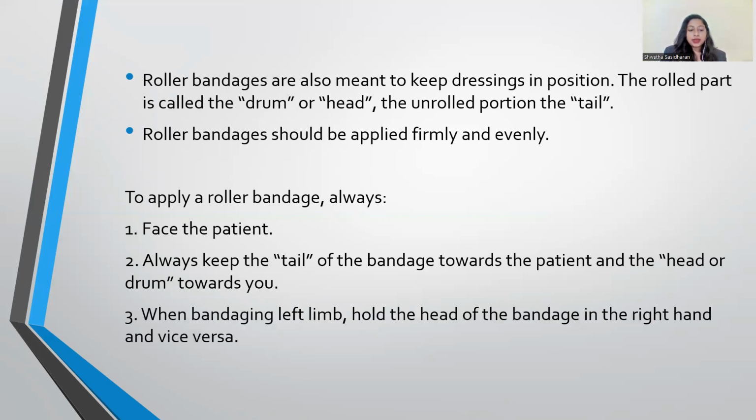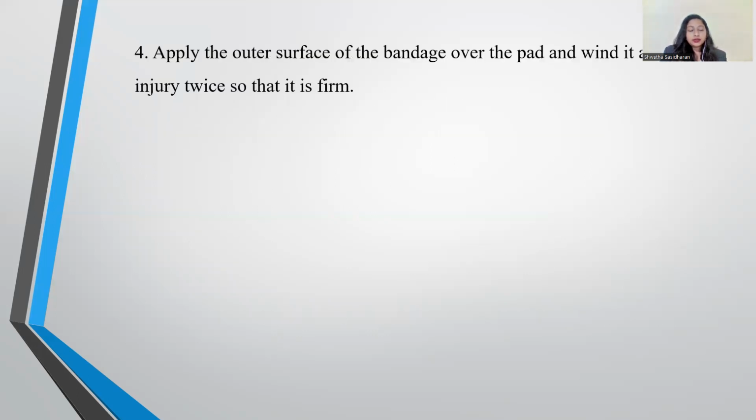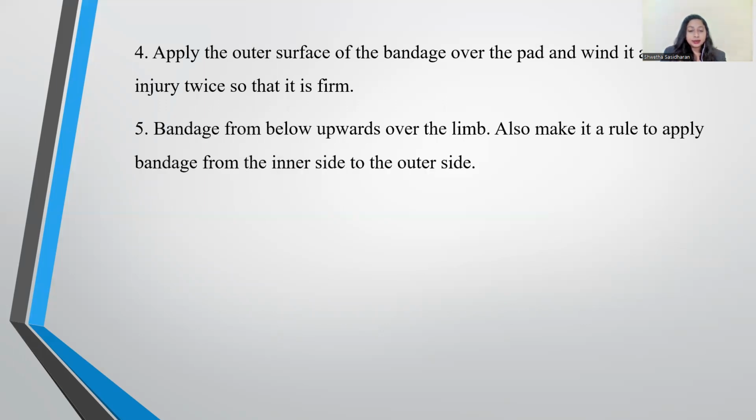When bandaging the left limb, hold the head of the bandage on the right side of the limb, or vice versa. When you apply the counter surface of the bandage over the pad, wind it around the injury twice so it is firm, and you are helping with the reduction of the bleeding as well. Bandage from below upward over the limb, and also make it a rule to apply the bandage from the inner side to the outer side.